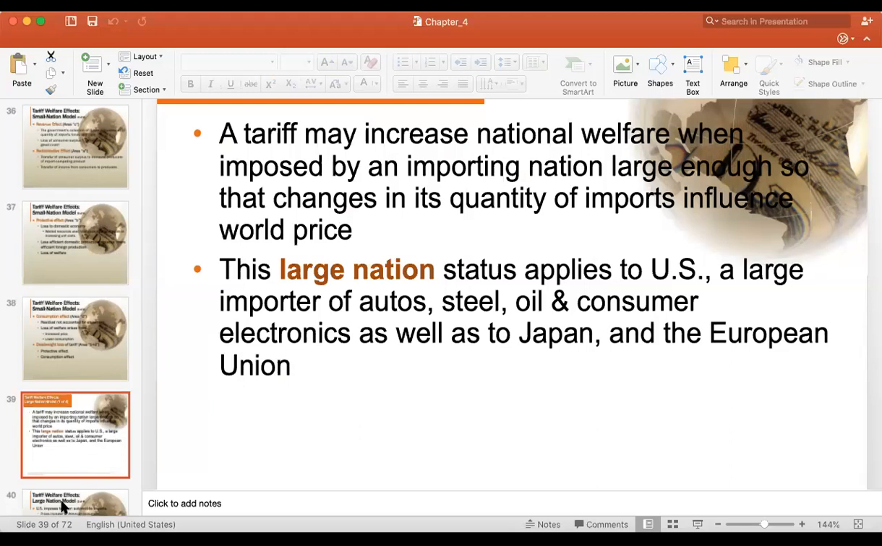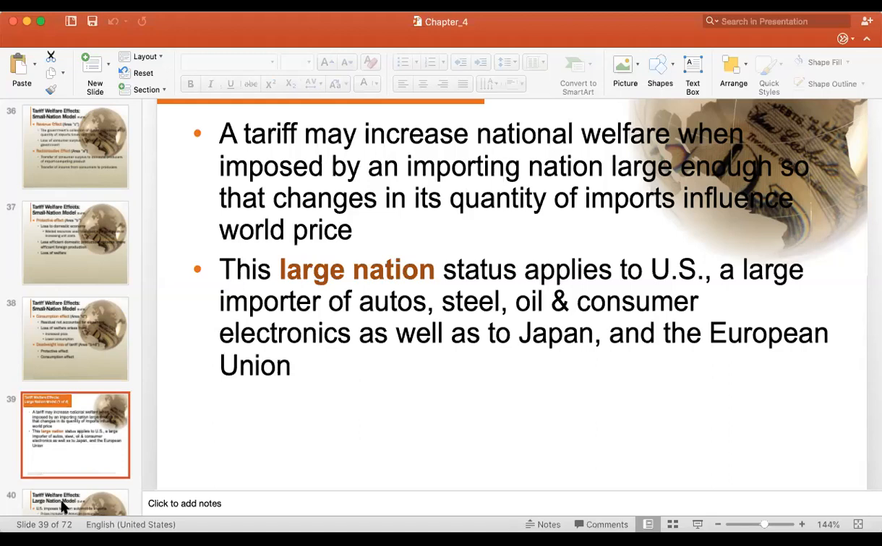Now let's look at the large country model. And let's see, once a large country imposes a tariff, how will that tariff affect that particular country? In other words, what we are trying to find out here is, is there a difference between a large country imposing a tariff and a small country imposing a tariff? And you will find out from this new model that we will look at, yes, there is a huge change.